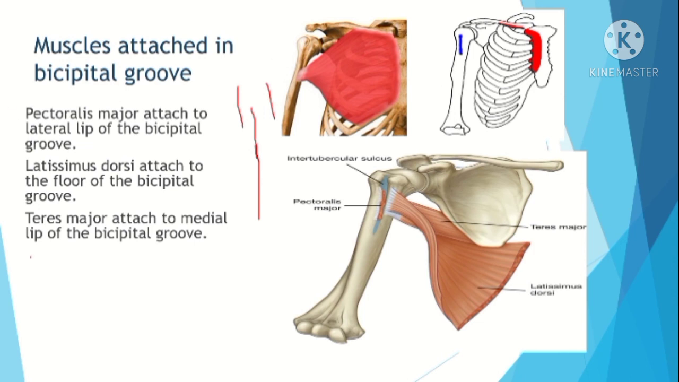You can learn this as a topic as P first, second is L, then T. P refers to the pectoralis major, L refers to the latissimus dorsi, and T refers to the teres major muscle. As you can see in this diagram here, the pectoralis major has been sectioned to give a clear view. From the lateral lip, then the center is the latissimus dorsi muscle, then behind you can see the teres major muscle. I hope you are clear with this, right?